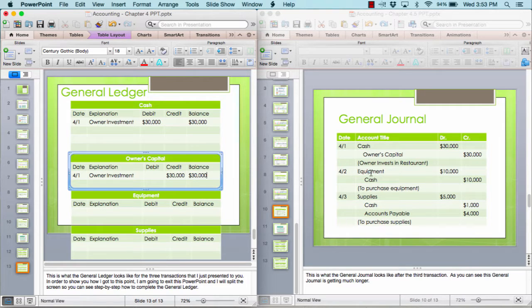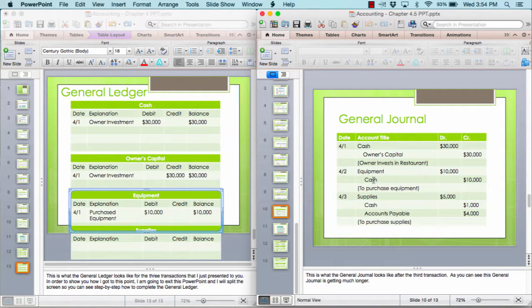Now on April 2nd, the equipment account was affected by a debit of $10,000. And that was because we purchased equipment. So we're going to go to the equipment general ledger, transfer the date, transfer the explanation. The explanation is going to be purchased equipment. And it's going to be for a debit of $10,000. And we transfer that into the balance.